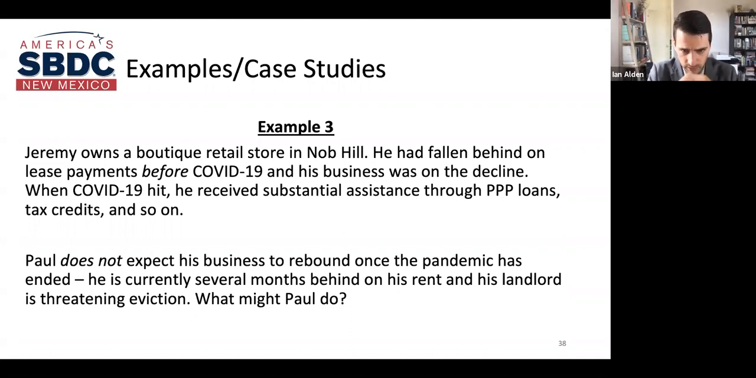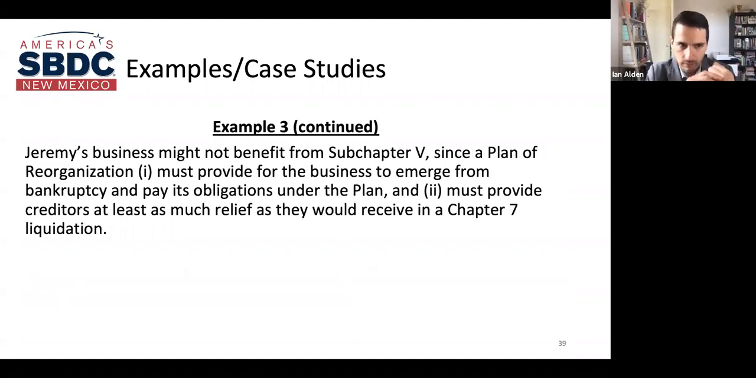What should Paul do here? Or I'm sorry, what should Jeremy do here? I'm getting mixed up with names. This is what happens when I write my own use cases.